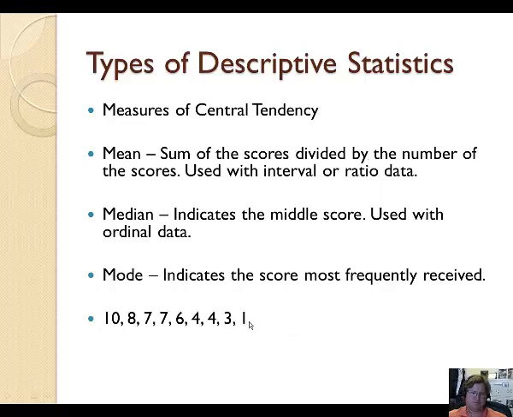So for example, in this distribution of scores, we can make some kind of statements about the mean. Well, we just add all these up and divide by 1, 2, 3, 4, 5, 6, 7, 8, 9. The median, it looks like they're all in sequential order already, so it would be the middle score, which looks like it would be 6. And then the mode is the score most frequently received. It looks like it would be bimodal with 7 and 4 happening twice.